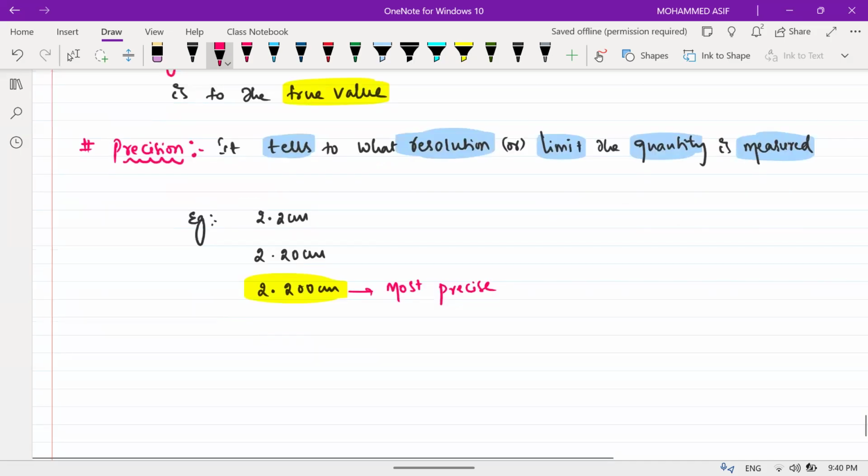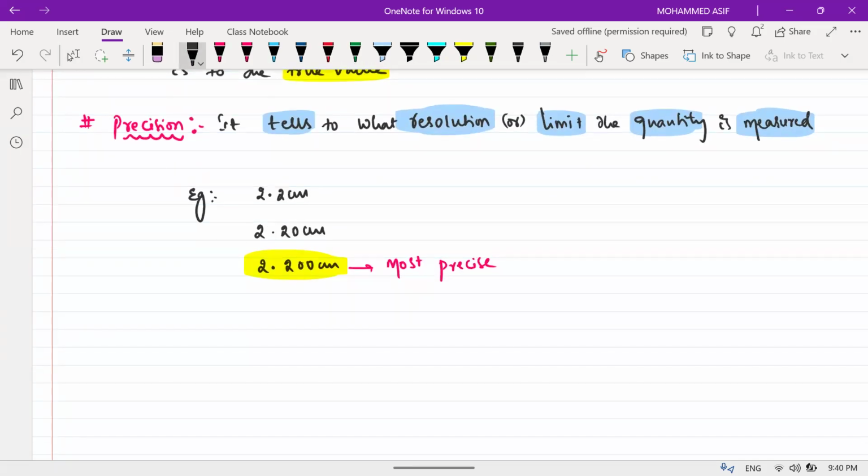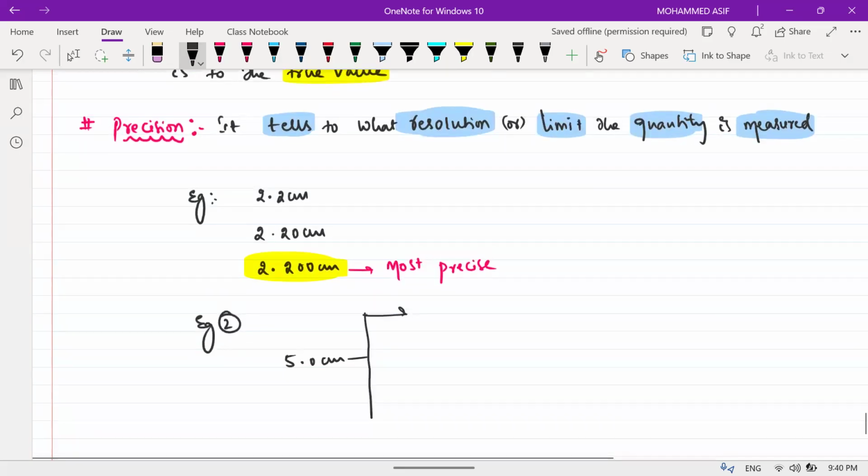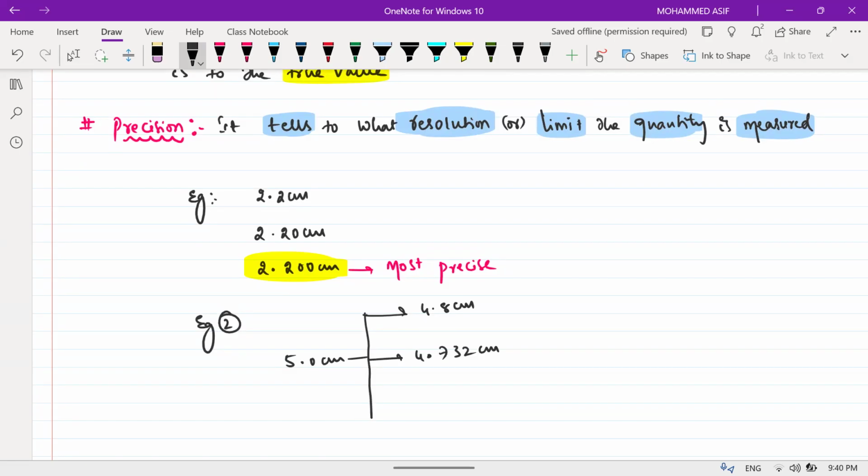Sure. Now, one more example. Example number 2. Like say for example, my true value is 5 centimeters. Now, you tell me which will be the most precise and which will be the most accurate. Say I got the value as 4.8 centimeters, or 4.732 centimeters. These are measured values. And I got the value as 5.10 centimeters. So, which will be the most precise?